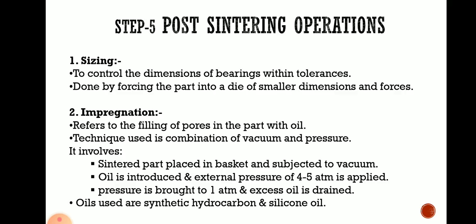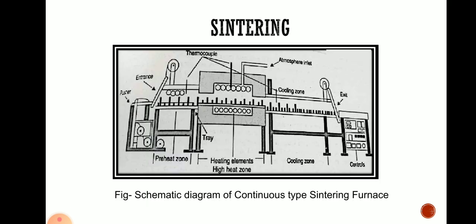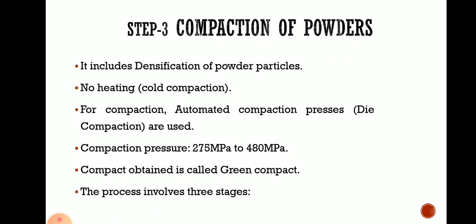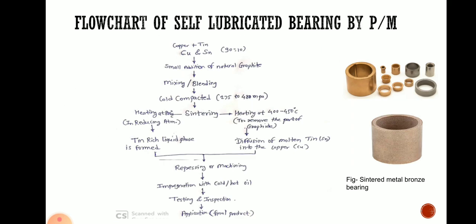After this fifth step of secondary operation, the last step is testing and inspection. In this step, you need to test the bearing for various parameters, and check the bearing for any defect, which is called inspection. After testing and inspection, your final self lubricated bearing is prepared. So these are the steps, and this is the flow chart of the self lubricated bearing by powder metallurgy.